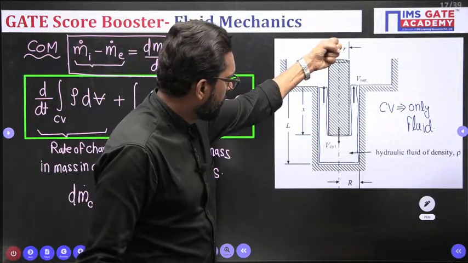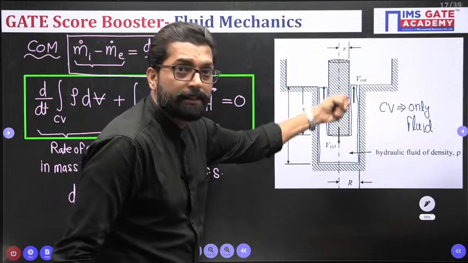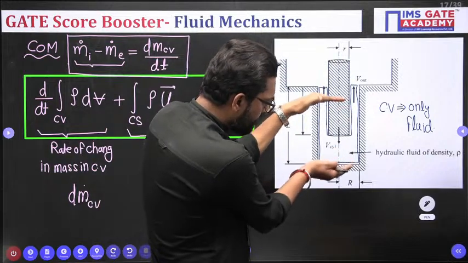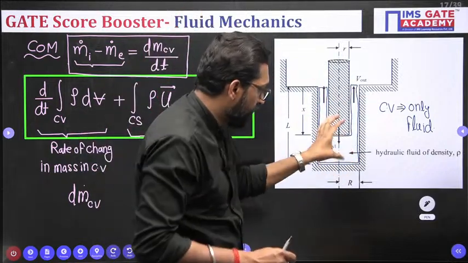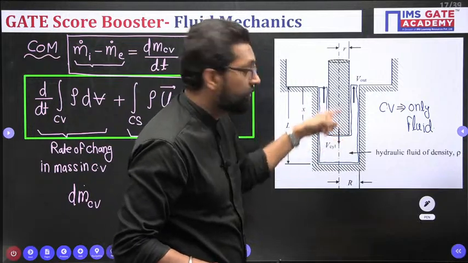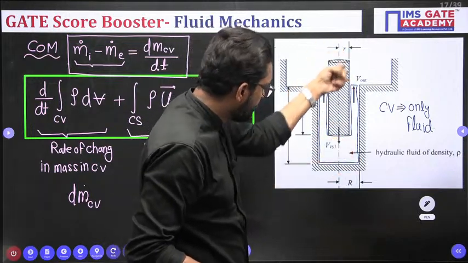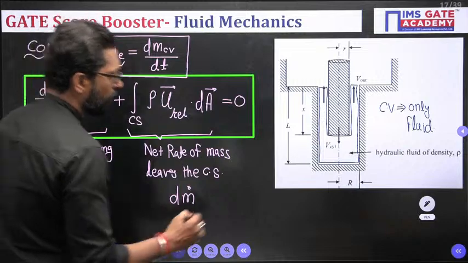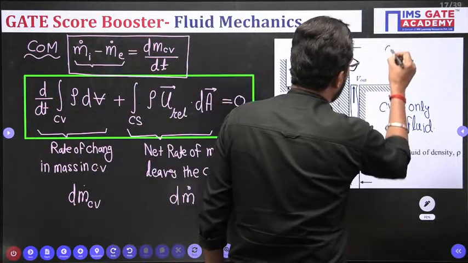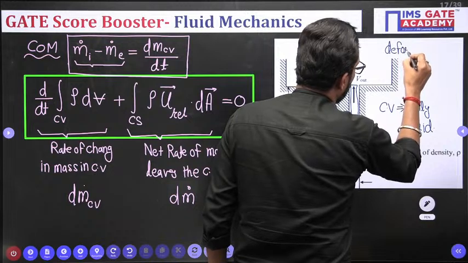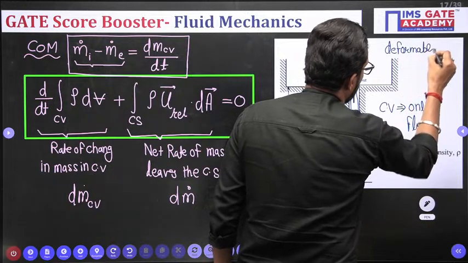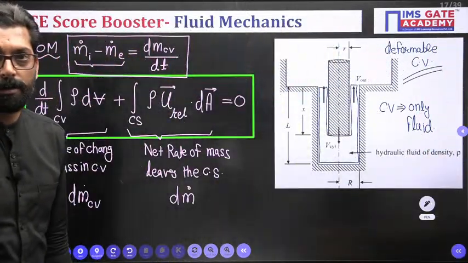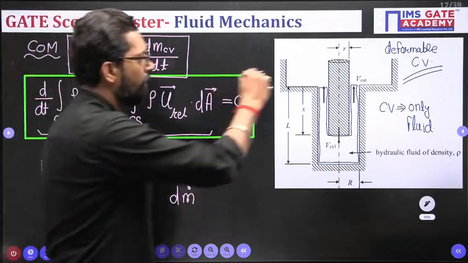This cylinder is moving downward. That means the control volume is squeezing, so it will be a moving control volume. The cylinder goes in and the fluid goes out. So this is a deformable control volume, which means the control volume is deforming.